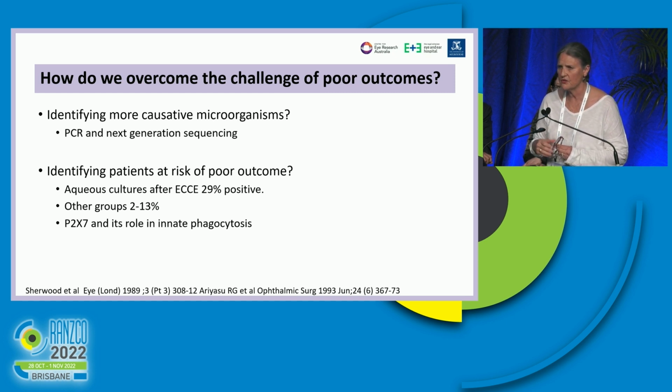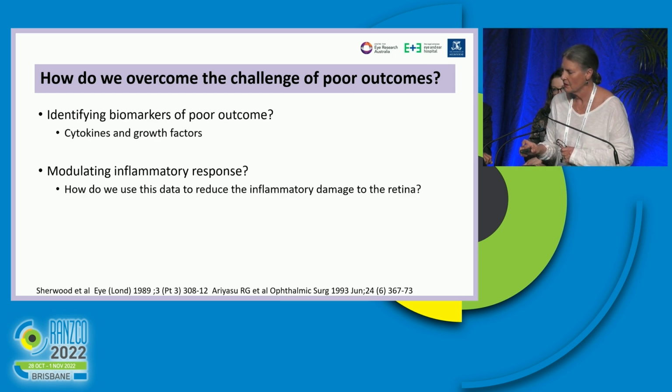We certainly know that diabetics are at risk, but are there other people that have innate problems in their phagocytosis? Rosie and I have tried to look at this in some patients. Unfortunately, we haven't identified what the problem is, but I still have a gut feeling that there are some people that are at risk of endophthalmitis.